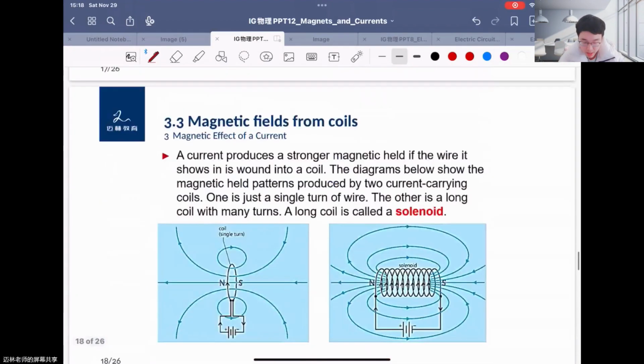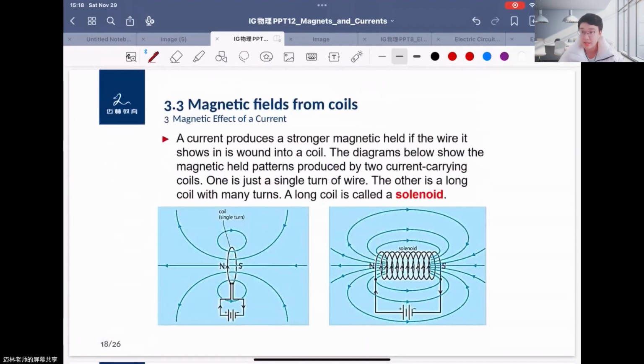Here we discussed how to determine the field for a single straight rod. Now we bend the rod into a curve and then make it a circle, just changing its shape like this. If there is a current in a circular wire, it also produces a magnetic field. The magnetic field is very similar to that of a magnet, and it has a North Pole and a South Pole.